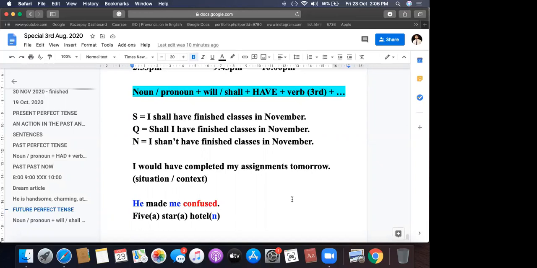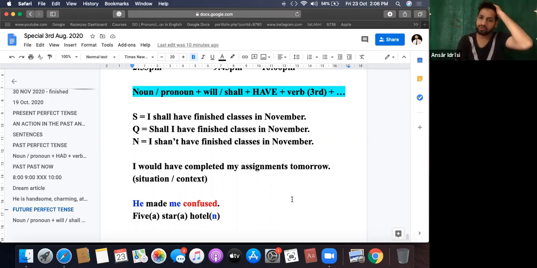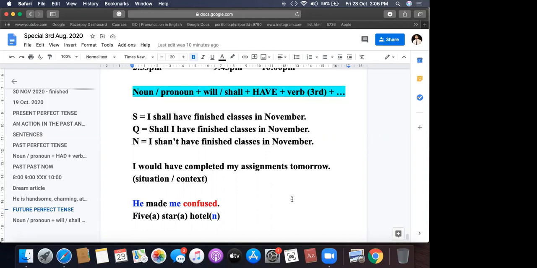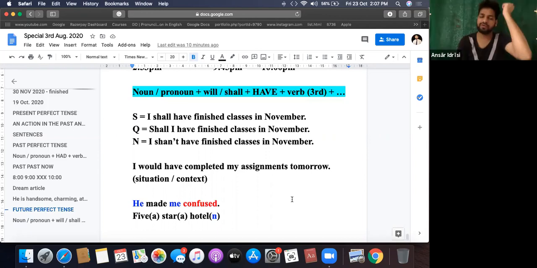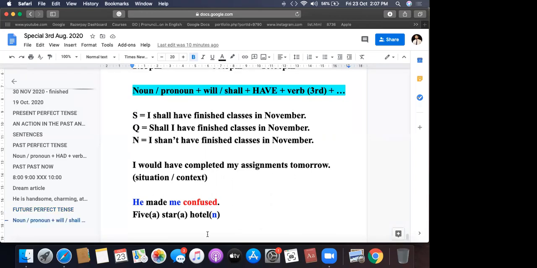Very good. Next, I shall have chosen those books. Shall I have chosen those books? I shan't have chosen those books. Very good. Next, I shall have driven a car. Shall I have driven a car? I shan't have driven a car. Driven a car, driven a car.